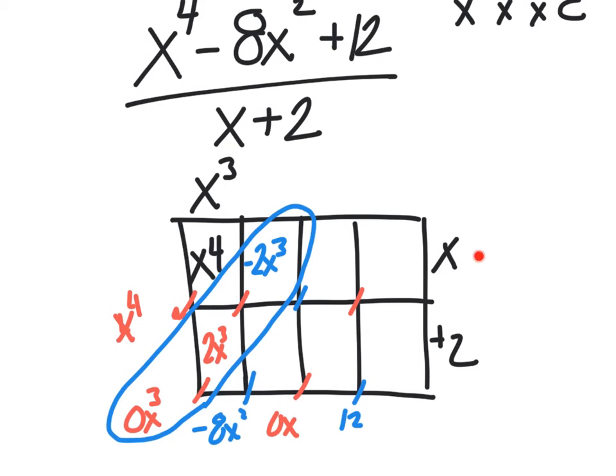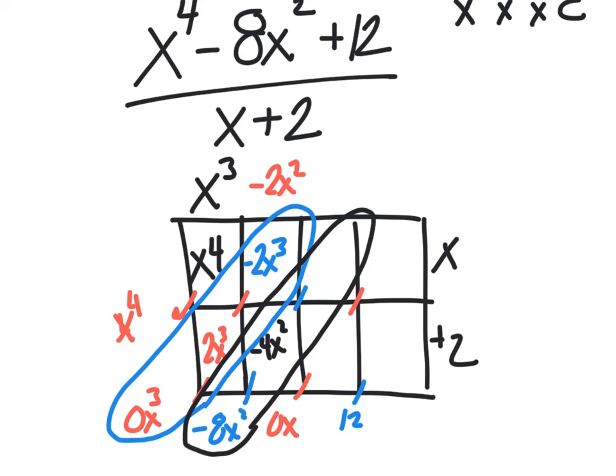So now I say x times what is negative 2x cubed? Well, that would be a negative 2x squared. And now I can go fill this box in. So that's going to be a negative 4x squared. Okay, so now I'm going to focus on this group. I need to total negative 8x squared, and I already have a negative 4x squared, so that's going to make this a negative 4x squared, for a total of negative 8x squared.